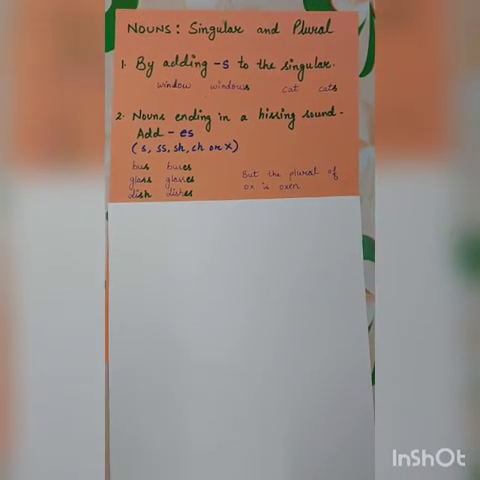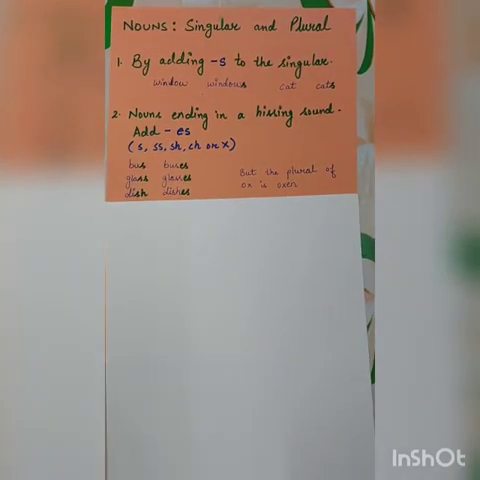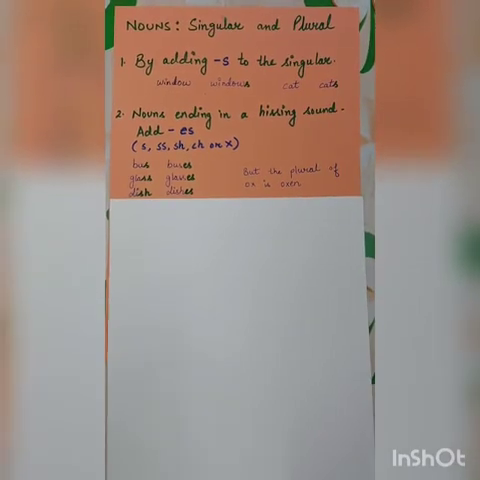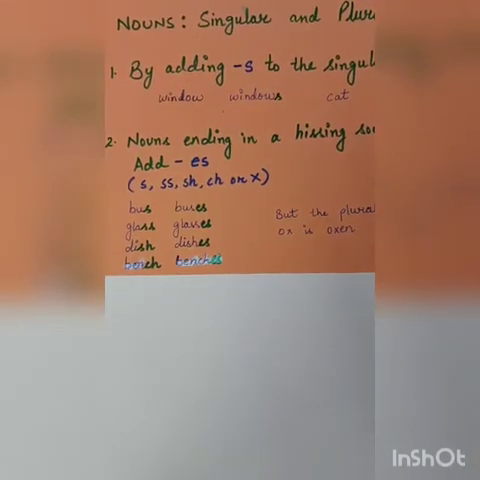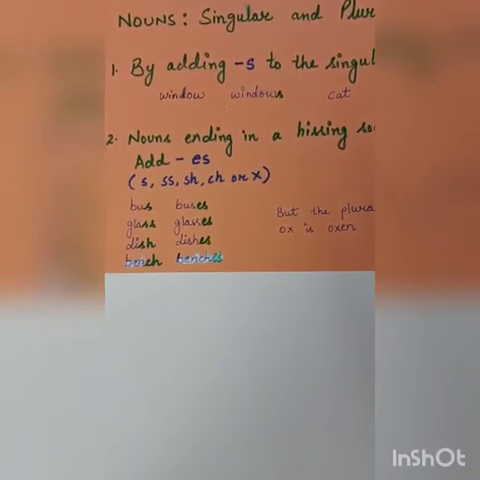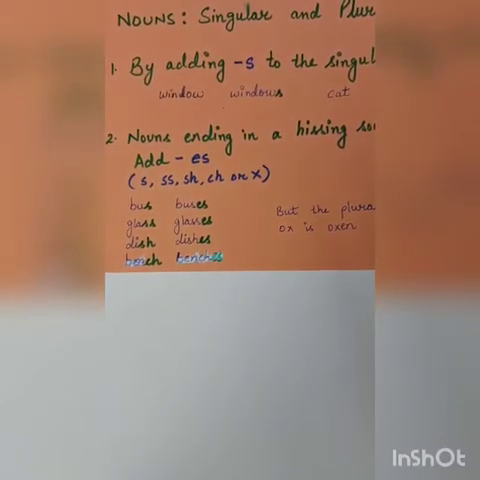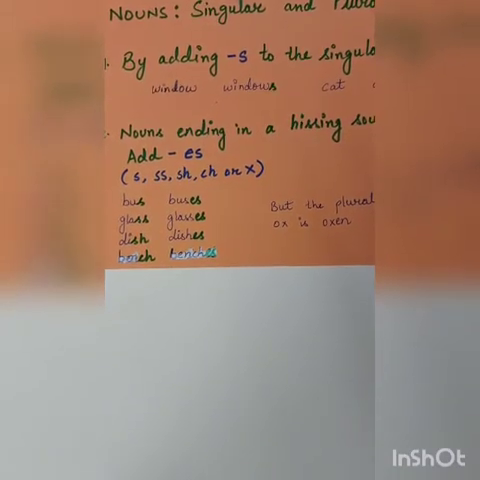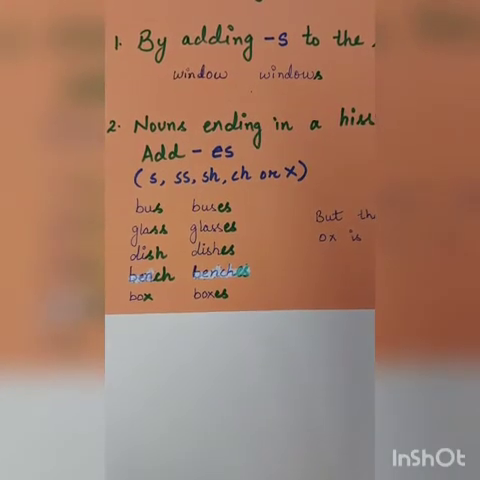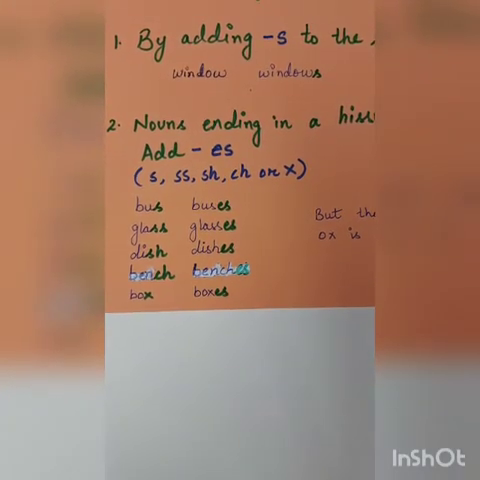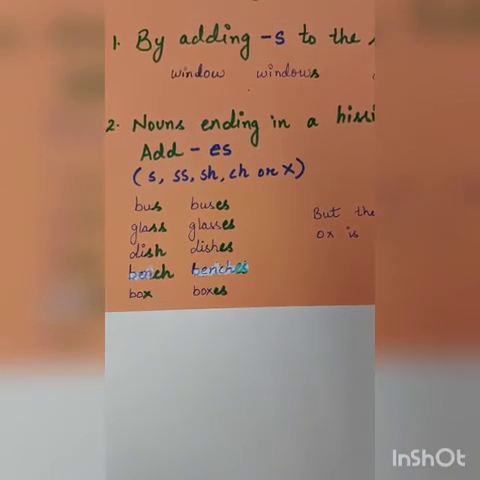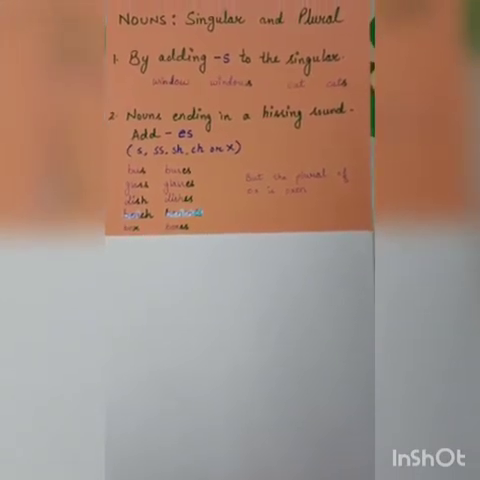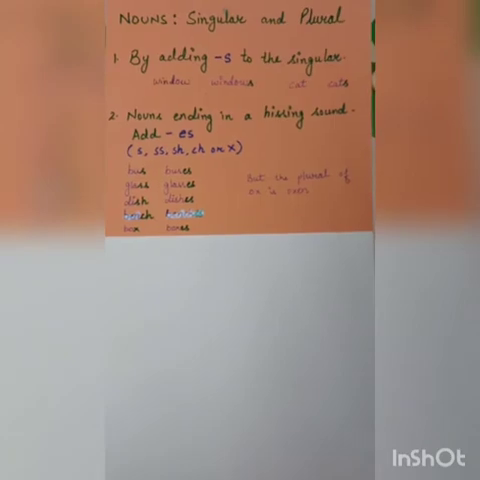Third is dish. Dish is ending with SH. Again, what will be added to make it a plural? ES is added. So, it will become dishes. Bench. Benches. Bench is ending with ch. So again, in the plural we have added es to it. Next is box. And the plural of box is boxes. But note one thing, that the plural of ox is not oxes, it is oxen.